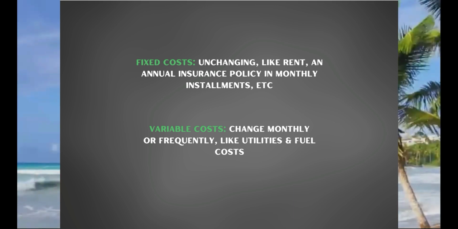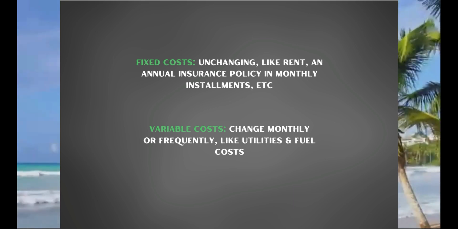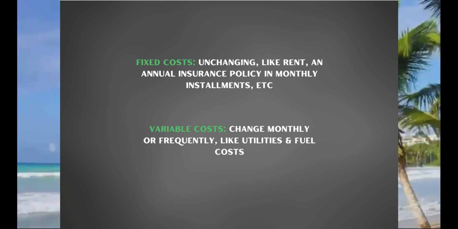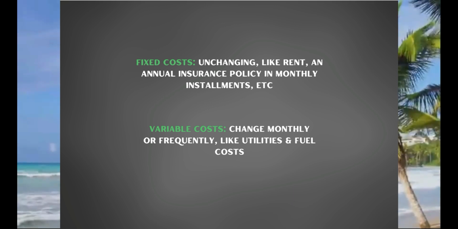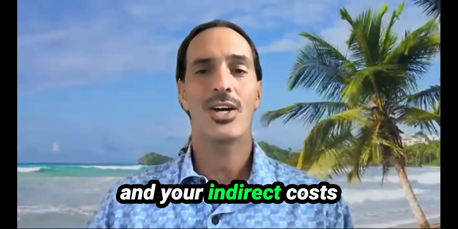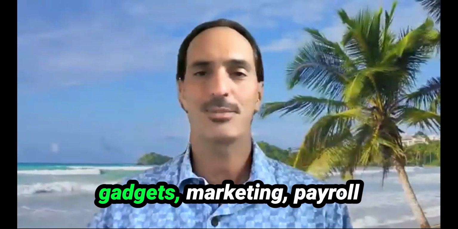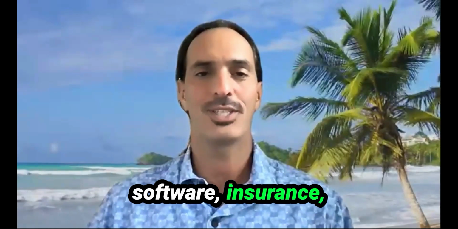As the name implies, fixed costs are those which don't change. If you lease a building for $1,000 a month, your rent cost is fixed at that $1,000. Your utility bill for your electricity, however, is variable. If it gets really hot where you are in summer, that bill's going to go up if you have to run the AC constantly, right? To sum it up, your direct costs include your manufacturing supplies, your equipment, your raw materials, your labor, other production costs, and your indirect costs are everything else: your utilities, lease space, office supplies, gadgets, marketing, payroll software, insurance, all that kind of stuff.